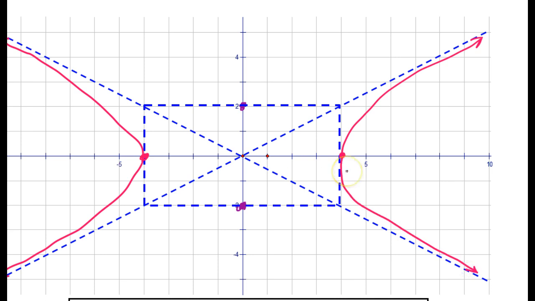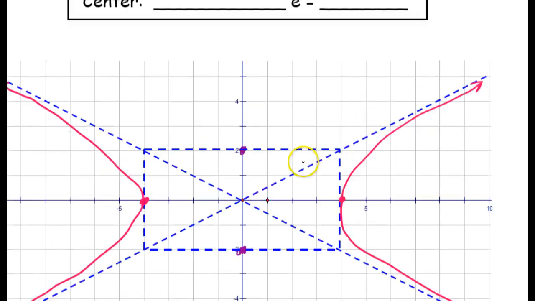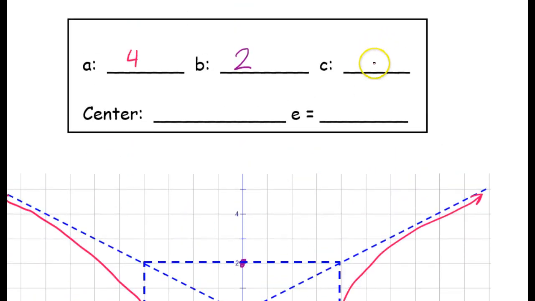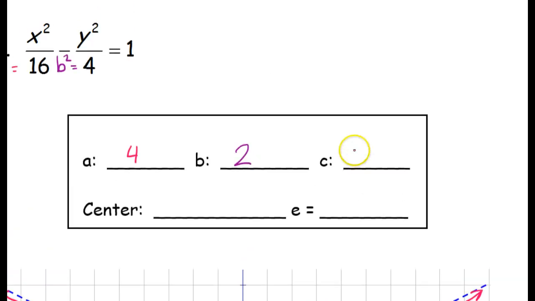Okay, so your hyperbola should look very much like that. We still need to find the foci. There should be one in the interior of the left branch and one in the interior of the right branch. It is the C value that leads us to the foci.